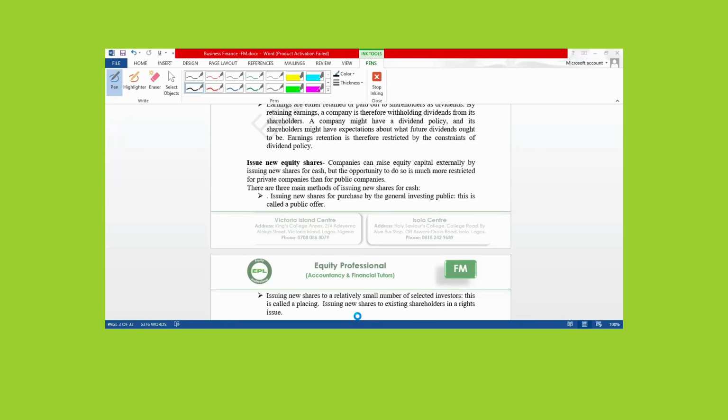That is number one method. So don't forget, a company can do a public offer. You are issuing new shares for purchase by the general public. You are trying to raise additional funds.